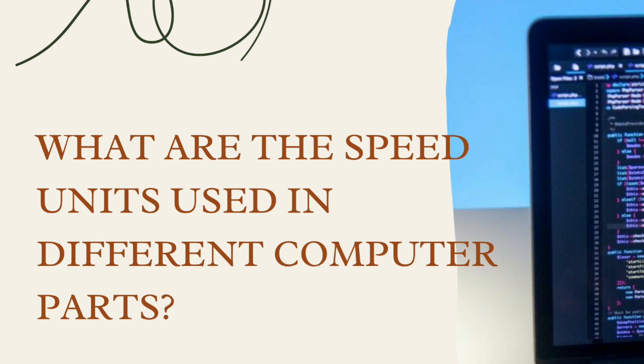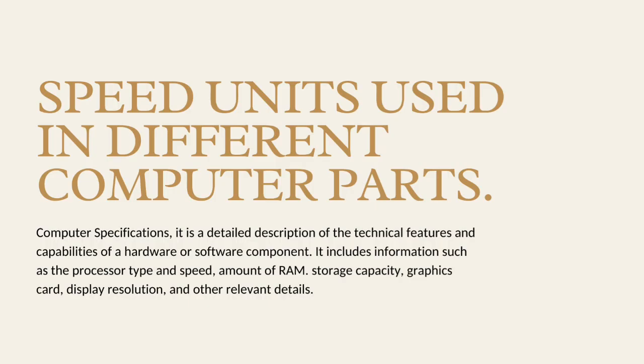What are the speed units used in different computer parts? The clock speed measures the number of cycles your CPU executes per second. It is measured in gigahertz. In this case, a cycle is the basic unit that measures a CPU speed. During each cycle, billions of transistors within the processor open and close.